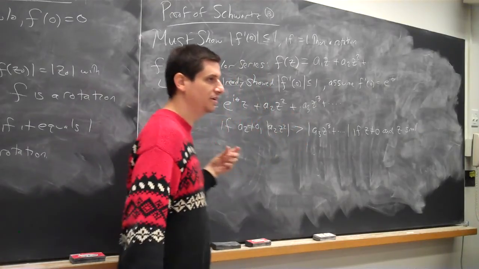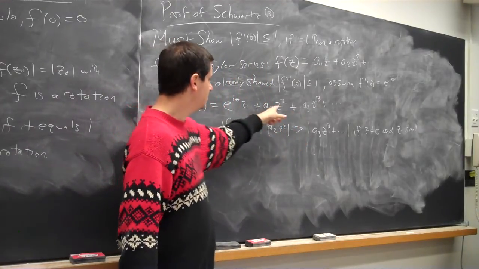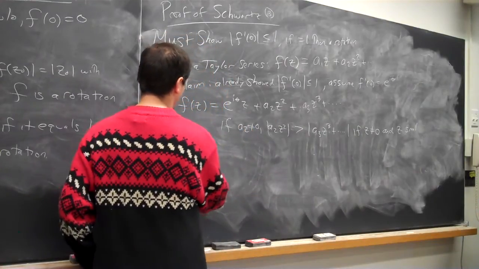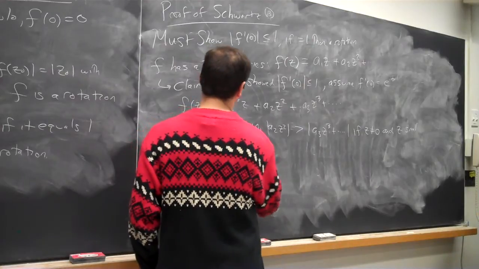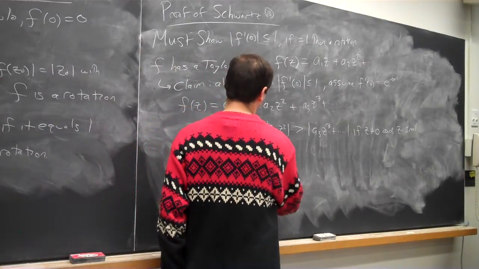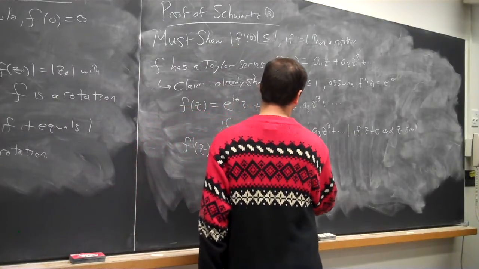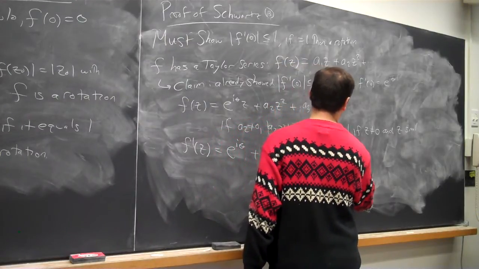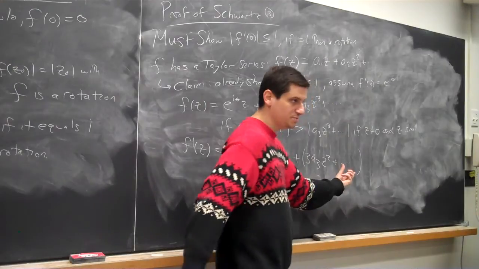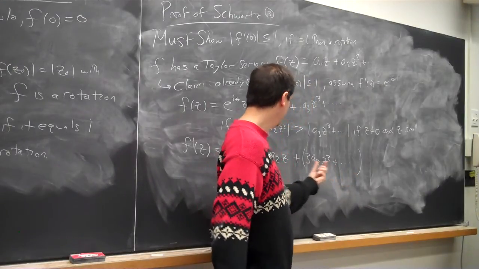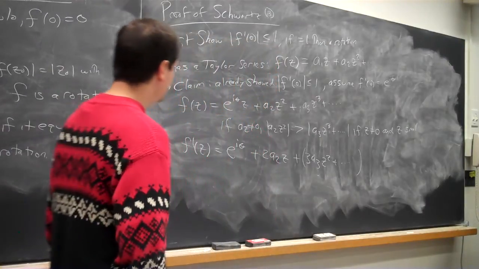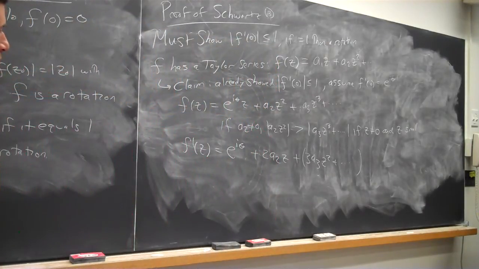I'm almost done. I need this thing to be larger than 1 in absolute value when I take the derivative. So f prime of z would be e to the i theta plus 2 a2 z plus 3 a3 z squared plus dot dot dot. I do the same argument as before, and I can show this whole thing is going to be less than this thing if I wanted. You can argue either with the derivative or with the function.